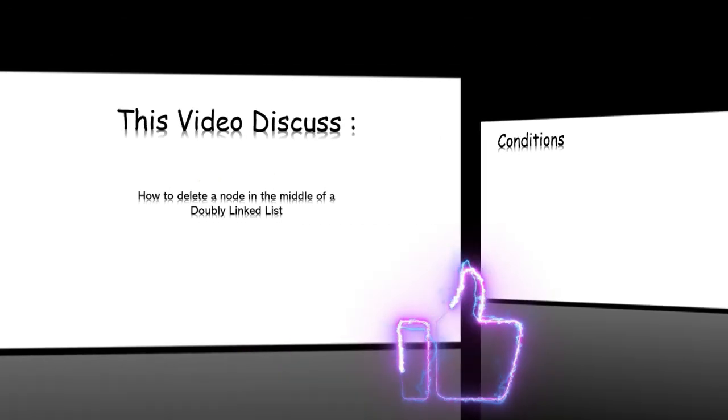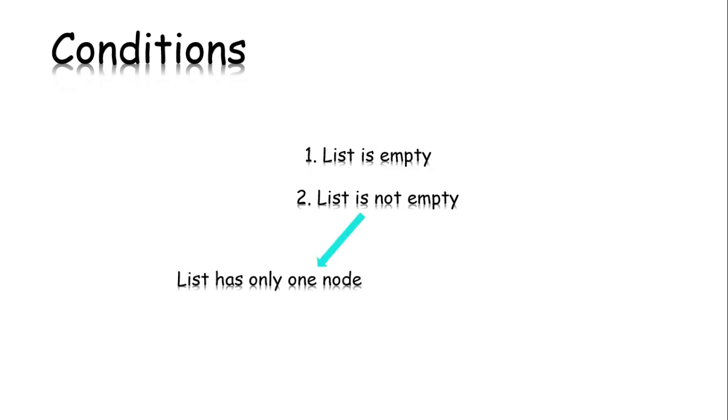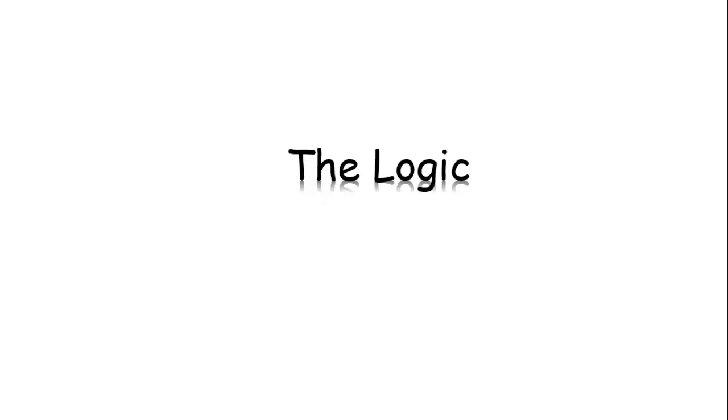This video discusses how to delete a node in the middle of a doubly linked list. If you wish to delete a node from a doubly linked list, there are two possible conditions of your list. The first condition is when the list is empty. The second condition is when the list is not empty. When the list is not empty, there are also two possible situations. The first one, when the list has only one node, and the second one, when the list has many nodes. Let's see the logic.